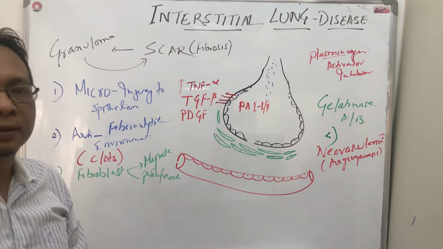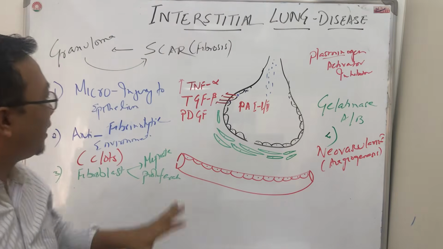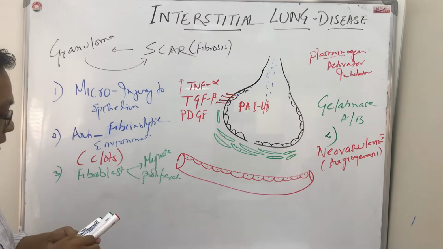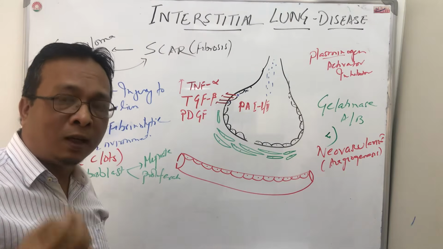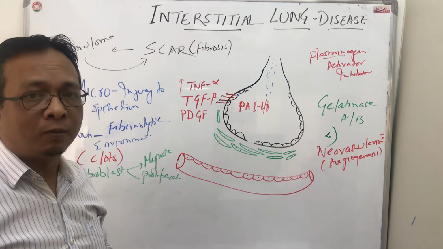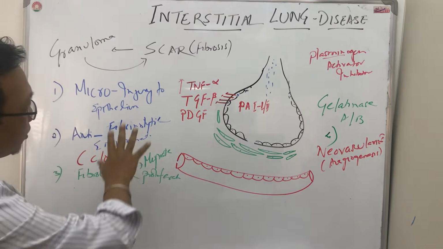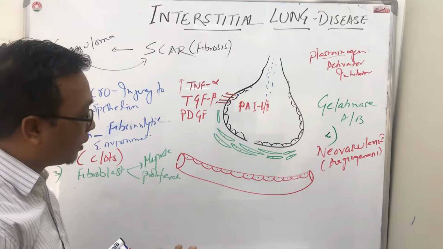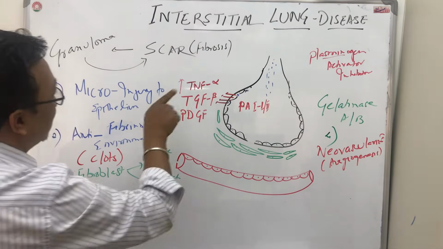Now neovascularization, or angiogenesis, starts. How does this start? To develop any new blood vessels, whether in the lungs or in the heart, whenever any artery is blocked, there is development of some collaterals to bypass the blocked area. So anywhere in the body, whenever there is a need to develop a new blood vessel, there are two factors that are very important.